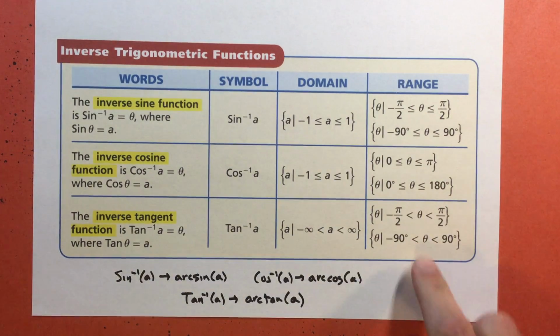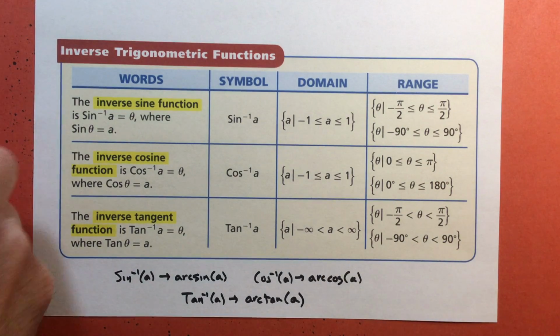Now the range gets a little tricky. This is where it gets a little weird. And I'm sorry, I got to grab another sheet of paper here. Thought I had one, but it has something on it.